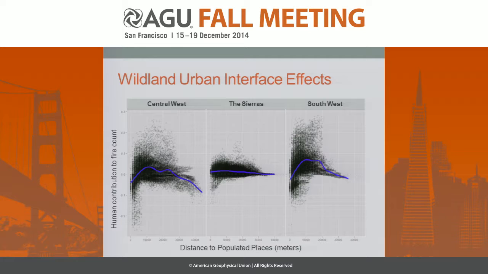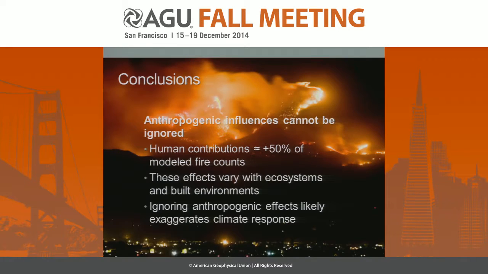Also, interestingly, you can see how the ecosystems really affect the anthropogenic forcings, if I can say that. In the Southwest, where conditions are generally better just outside of the urban areas, you have a very strong net effect on the fire count, whereas in the Central West, you don't see as much of a response. And in the Sierras, interestingly enough, there are not very many pixels with this net suppressive effect, and instead the human contributions tend to be positive. I think that these are all fairly reasonable findings.